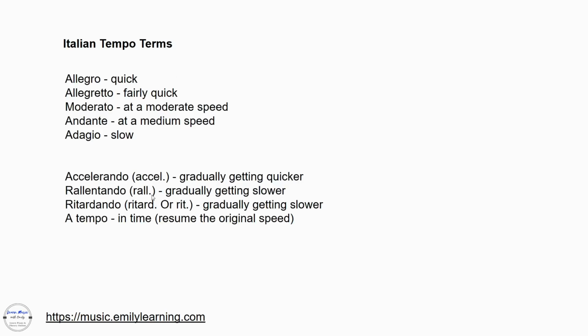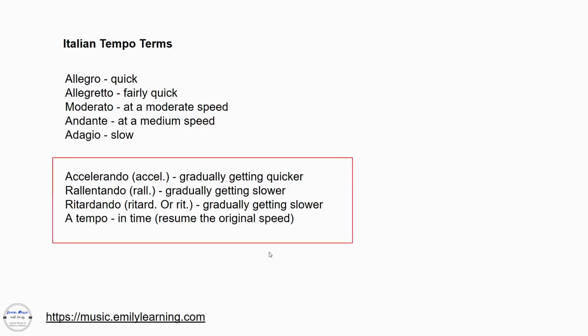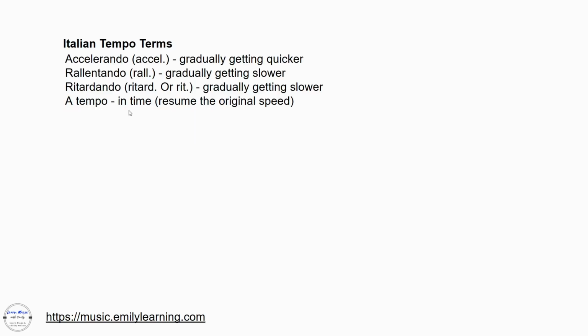So recall, these are the 9 terms that you need to remember for Grade 1 Music Theory under the section on terms and signs. Now let's focus on this section here, where we look at a change in tempo. These are tempo terms which are an indication of a change in speed. If you look at accelerando, rallentando, ritardando, and a tempo, you can divide them into 3 groups. One group gets faster or quicker, another group gets slower, and another group goes back to the original speed.